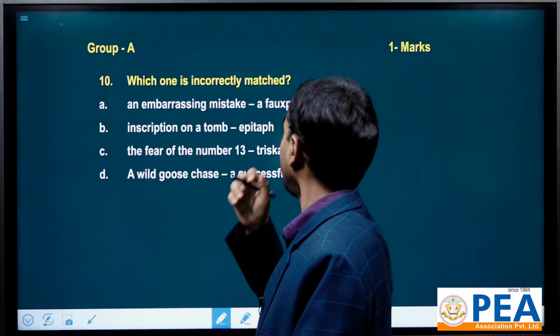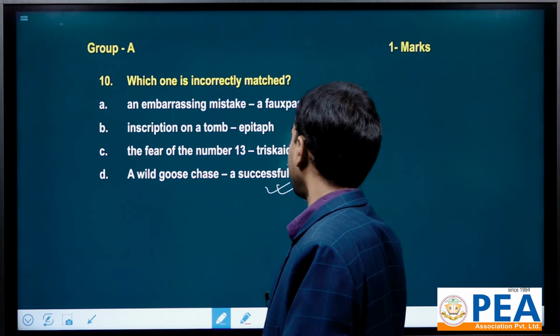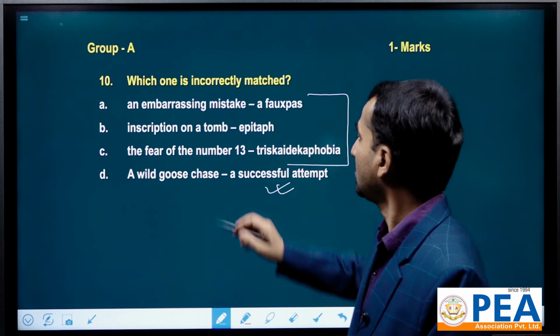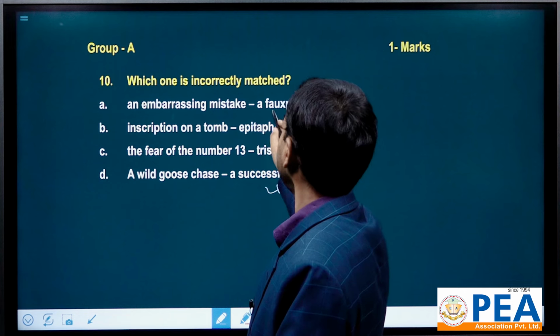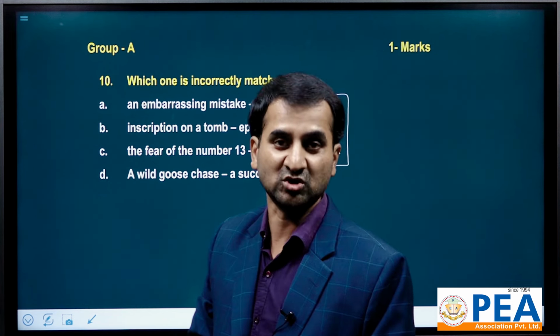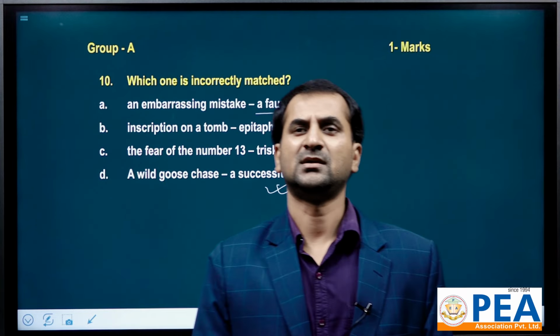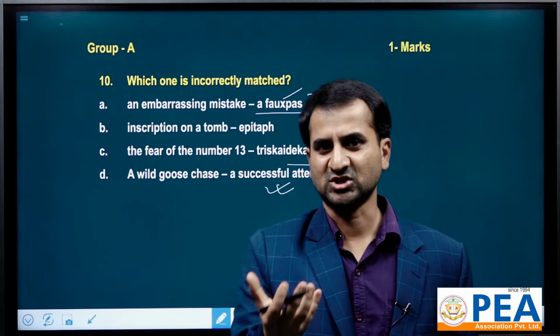These are the questions from one word substitution, and this one is from idiomatic expression. Okay. Here we see an embarrassing mistake is called faux pas. Never say fox pass. It is faux pas. Faux pas means something that is considered not acceptable in a particular situation.